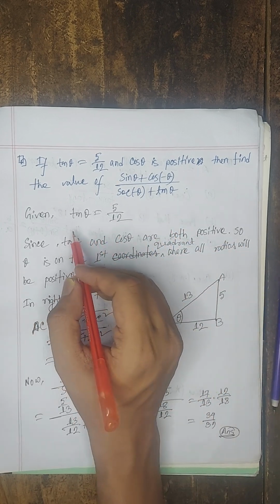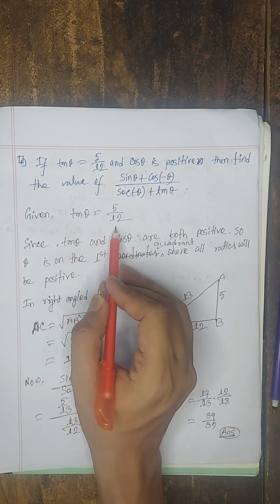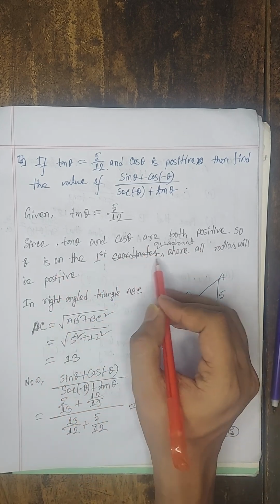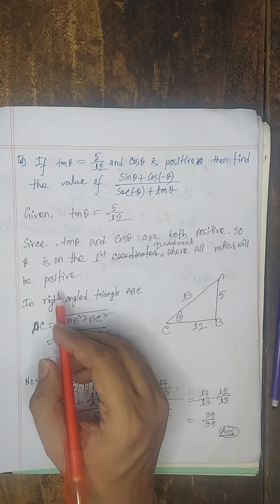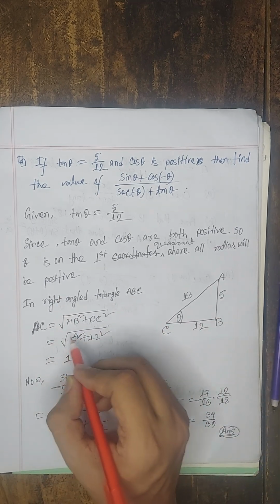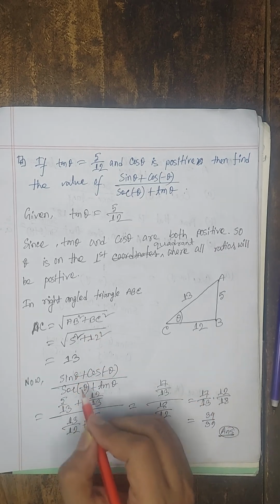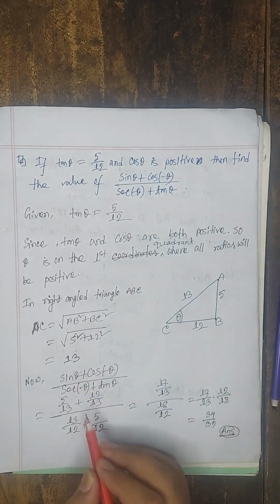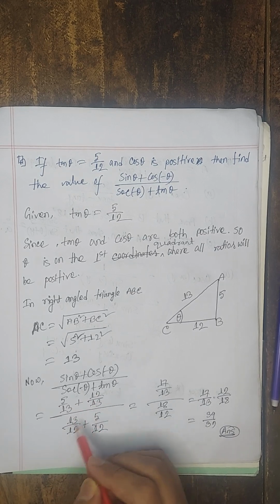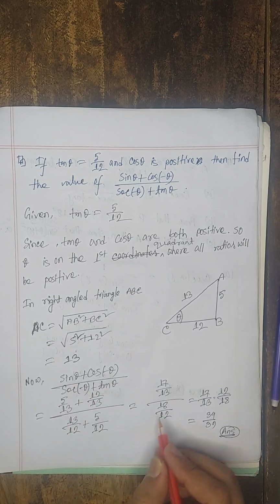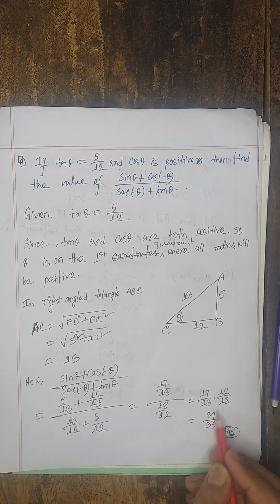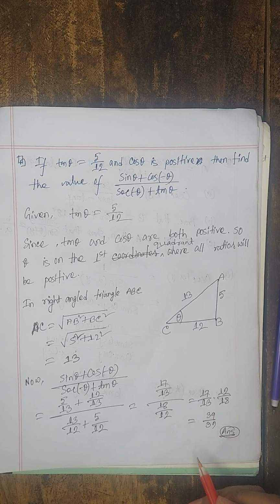Okay, here given tan theta is equal to 5 by 12. Since tan theta and cos theta are both positive, theta is in the first quadrant where all ratios are positive. Then in the right angle triangle ABC, AC is equal to root over AB square plus BC square, which is 13. Now in this expression, sin theta plus cos minus theta over sec minus theta plus tan theta, we can put the value of all the ratios. Then we get 17 by 13 divided by 18 by 12, and from this we get 34 by 39.